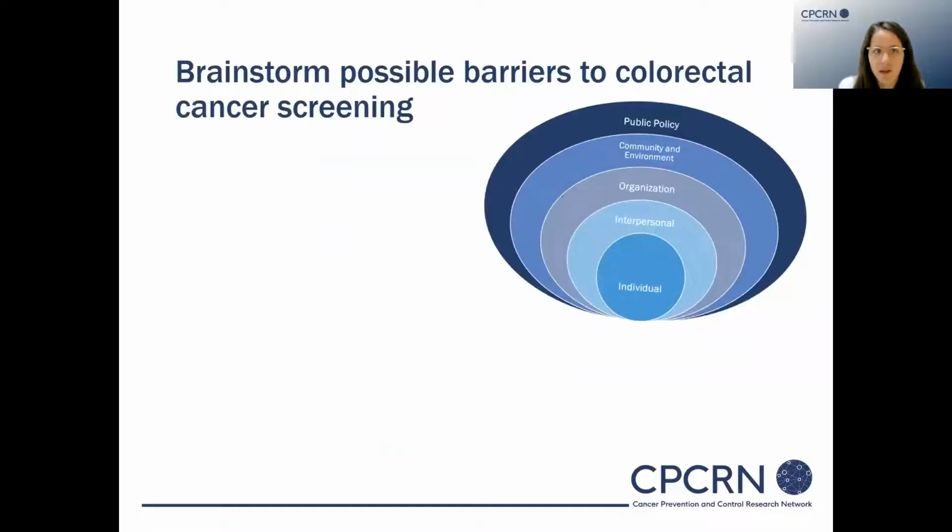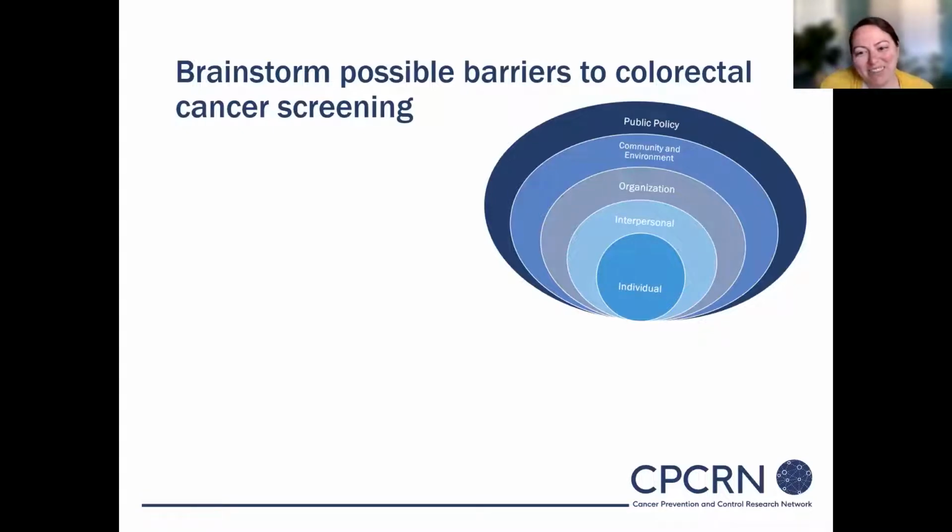So thinking about colorectal cancer screening, I heard many of you work in colorectal cancer screening or other cancer areas. What are some possible barriers to colorectal cancer screening that we might encounter in our literature search, or that we might discuss with our stakeholders, thinking about all of these levels? Feel free to add some to the chat if you can think of any, or come off mute if you want to share. How much time do you have?